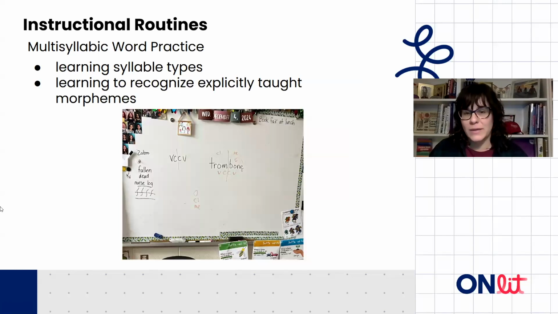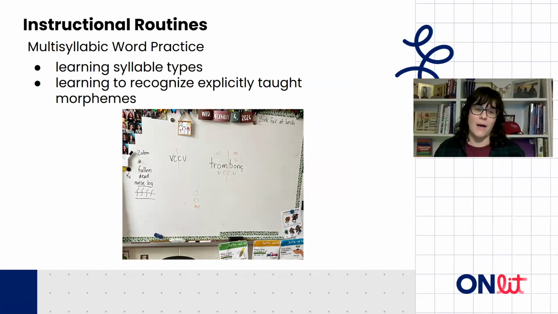Another thing that we've started doing, again, this is more recent, is the idea of multisyllabic word practice, right? Getting into those bigger words. We are explicitly teaching them syllable types, but we're also learning to read multisyllabic words by recognizing the morphemes that I've taught them. So it's a little bit of both. This example here, of course, we have a closed syllable as well as that magic E.